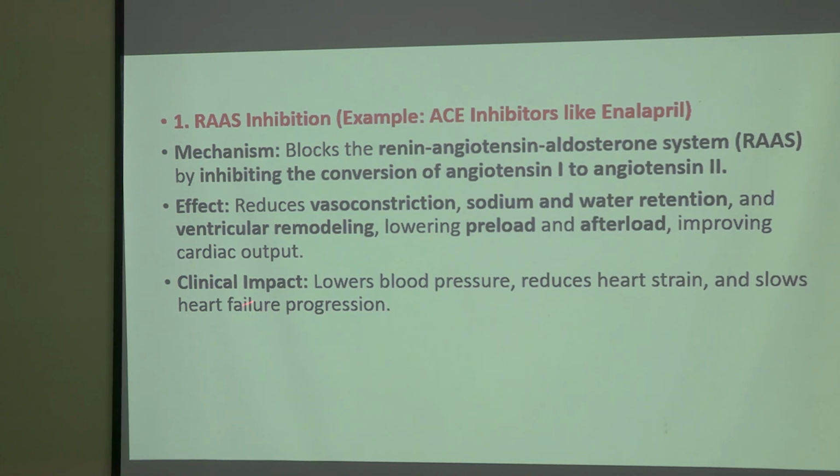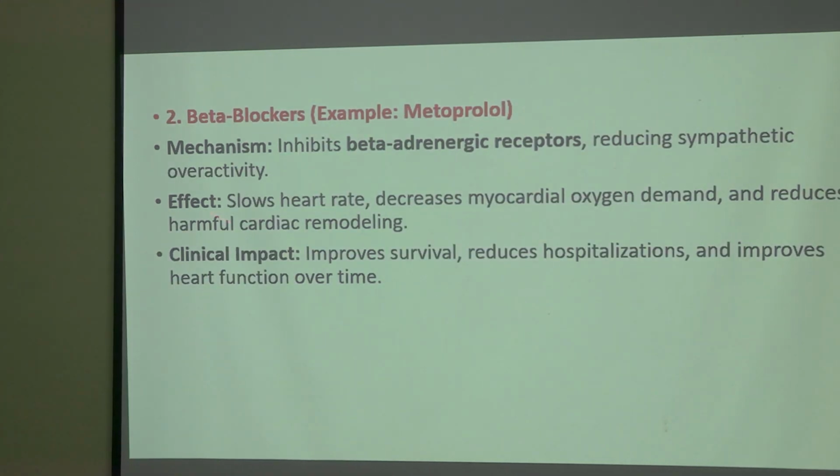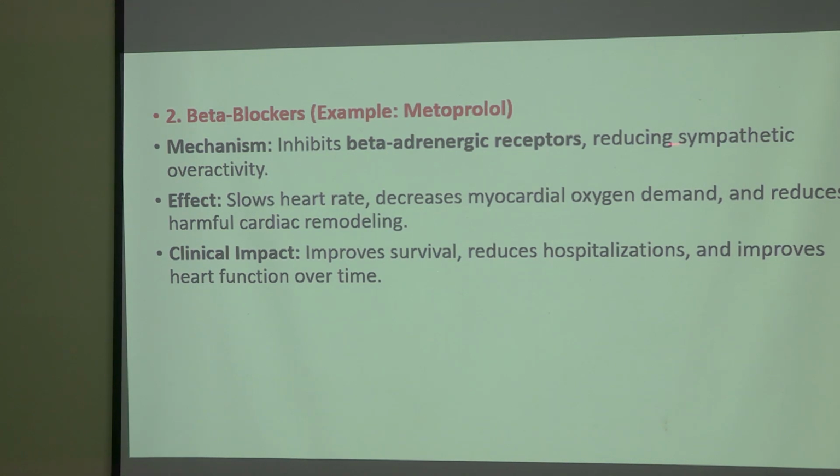Now, what are the clinical impacts of this RAS inhibition? It lowers the blood pressure, it reduces the heart strain, as well as it slows the heart failure progression. So this is one mechanism by which we can treat the subject. Another one is the beta blockers. So what is the most important mechanism by which beta blockers act? It inhibits the beta adrenergic receptors, and the inhibition of these beta adrenergic receptors ultimately reduces the sympathetic overactivity, right?